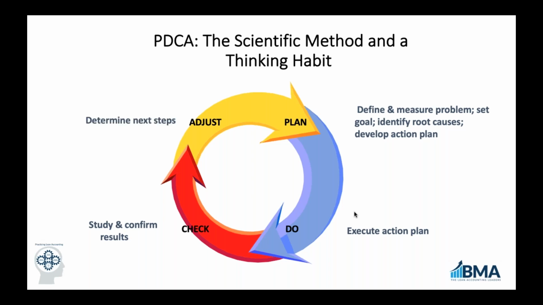And then there's the adjust. We determine the next steps. If we determine that our action plan was successful, what do we have to do to ensure that, for example, it's repeatable in a process? If it wasn't successful, what do we do? Do we move on? What did we learn? How do we maybe redo the process? So it's fundamental in lean thinking.